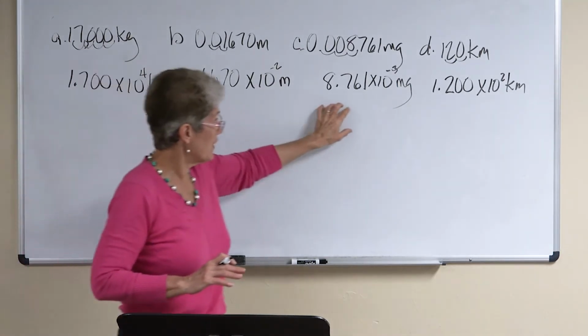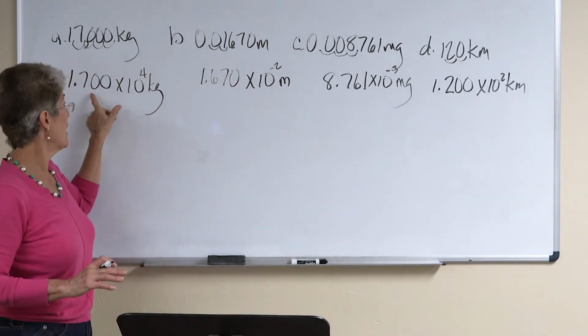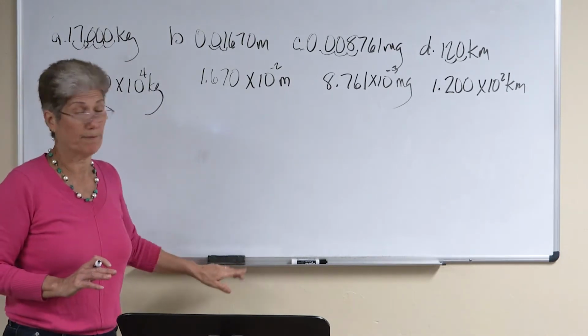There's 4 significant figures in each place. Remember, these zeros are to the right of the decimal at the end of the number, therefore they're significant, and so zeros between them would count as significant.